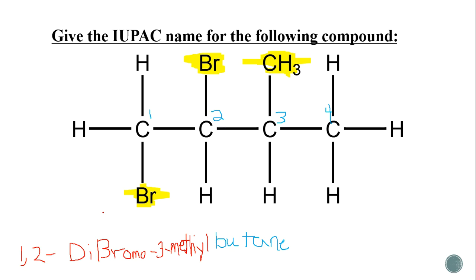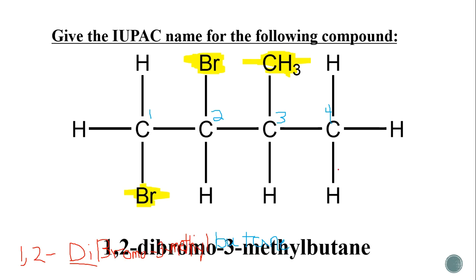If I had 3 bromines in this structure, it would be 1,2,3-tribromo. So for whatever reason, they put the di there. I think it's redundant. If I have 2 numbers here, obviously I have 2 bromines, but they do it anyway. So Pearson, of course, is going to want you to put this di in. So it'd be 1,2-dibromo-3-methylbutane. There you go.